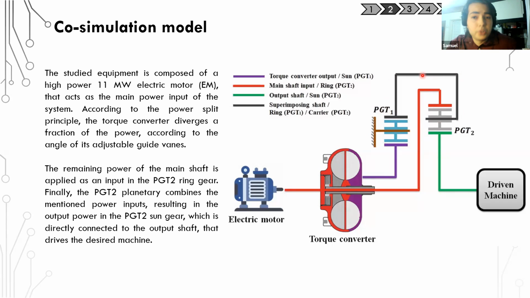Also, the PGT1 carrier is fixed, as I told you before, and the remaining power of the main shaft is connected to the ring gear of the second planetary. And finally, the output shaft is connected to the gear of the second planetary, which drives the desired machine, as we can see in green.